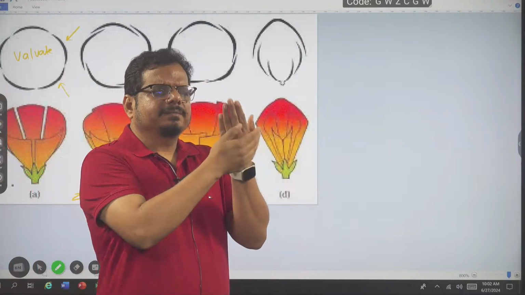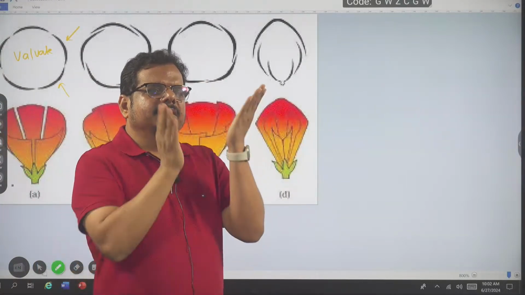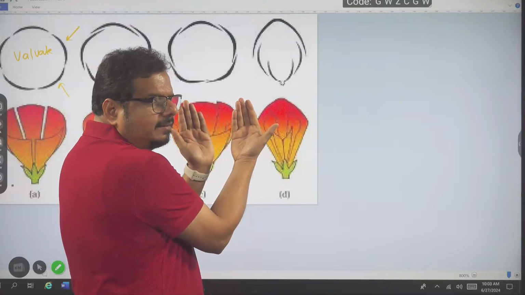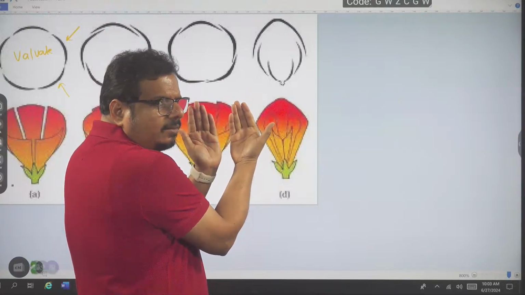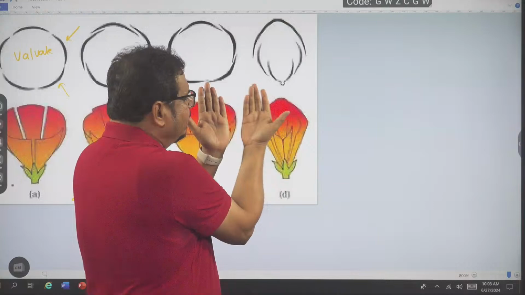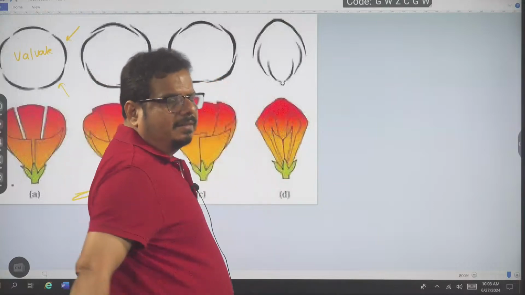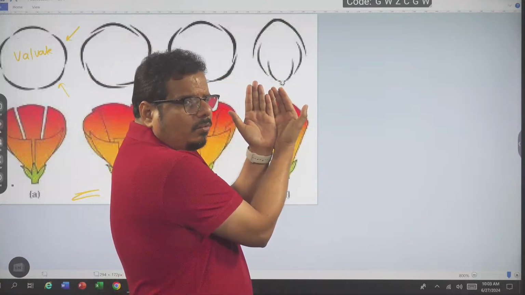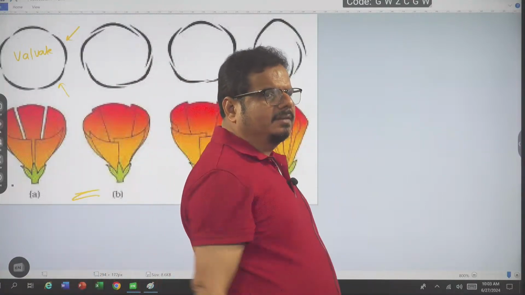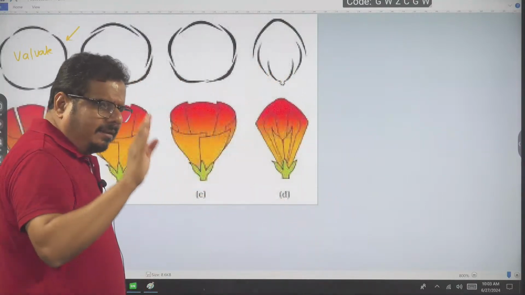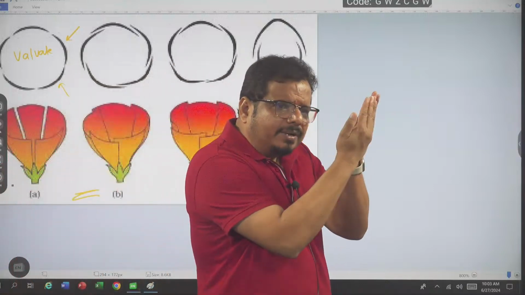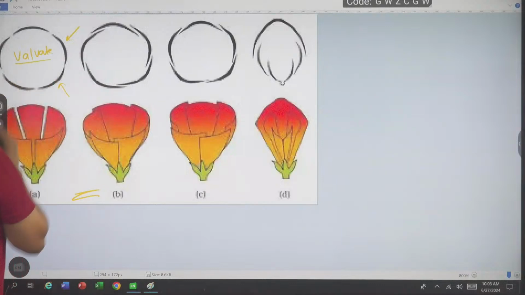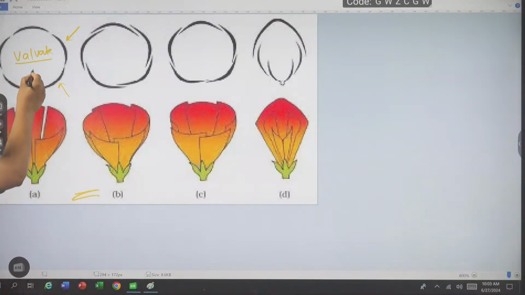Suppose that this is a petal. It is also a petal. This is one margin, this is another margin. If two petals are like this, they are touching, not touching. Or two petals are like this, they are touching. They may touch or may not touch. But what must not happen? They must not overlap the other. Cover the other. Either they may touch or remain free, but not covering the other. That type of condition is called valvate. So these both are valvate.